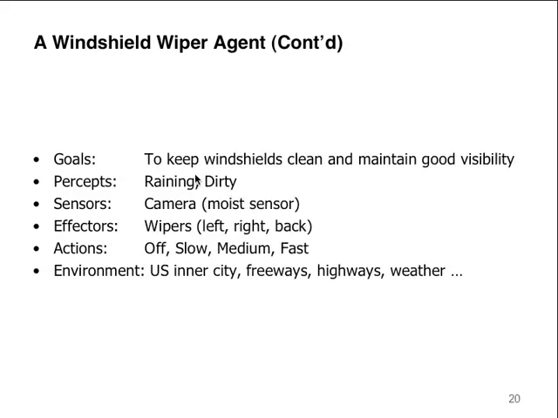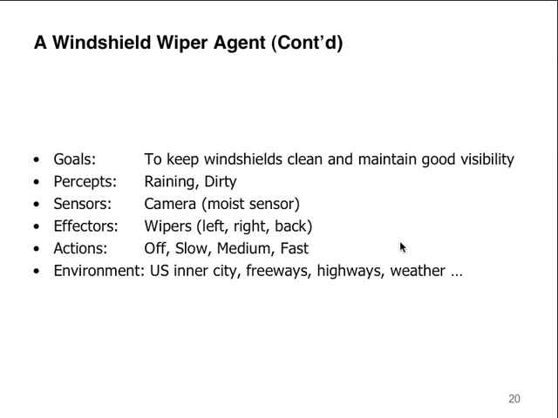So the first thing we do is look at the goals, the percepts, the sensors, the effectors, the actions, and then the environments. One of your homework assignments, actually homework assignment number 1, is going to have you go through this process. So this is where you're going to get, on slide number 20 of lecture number 2, the information for homework assignment number 1. If you're taking any notes, this is where it's coming from.